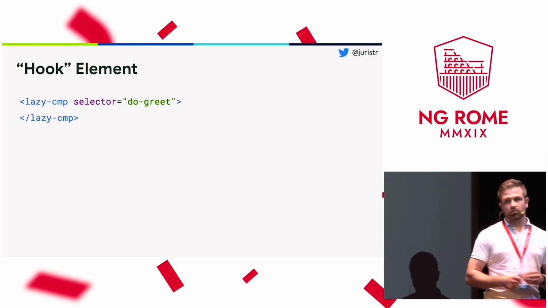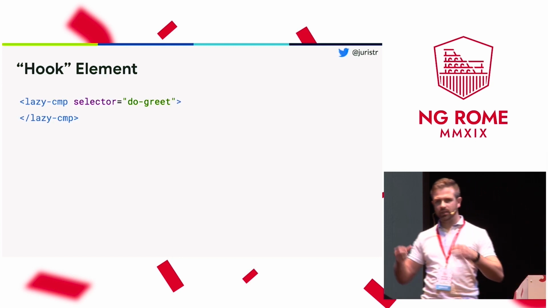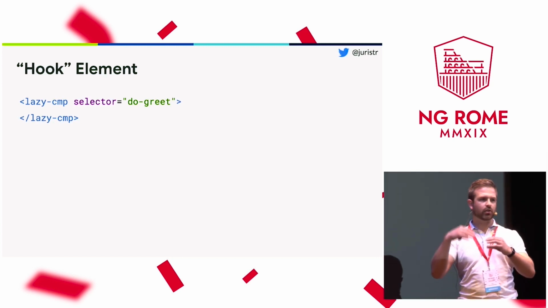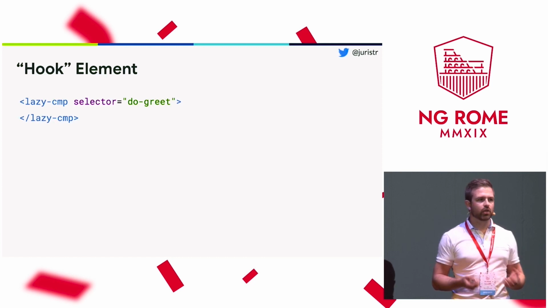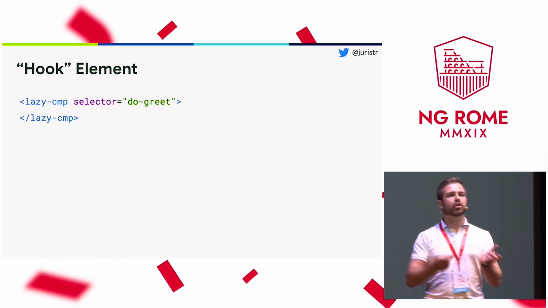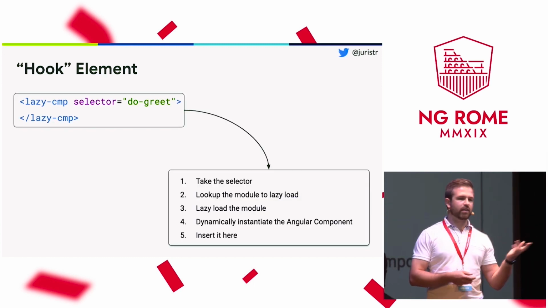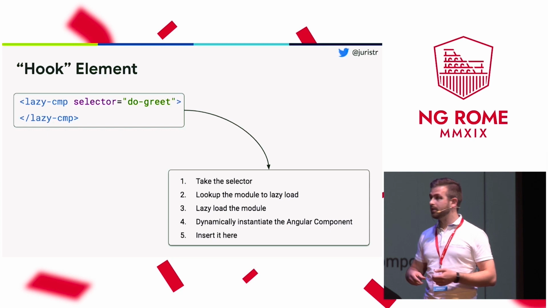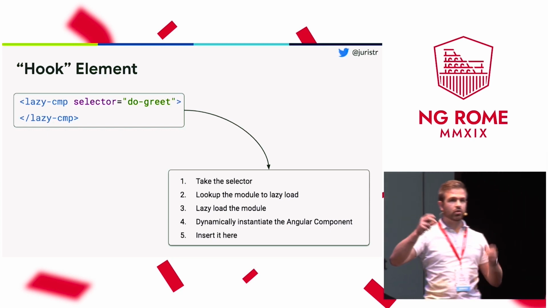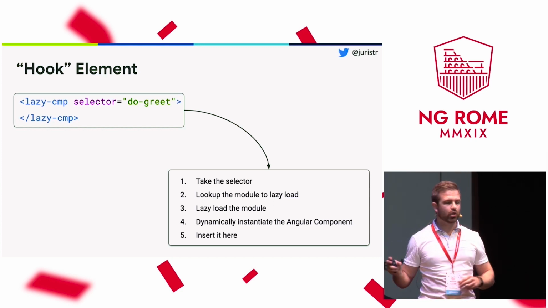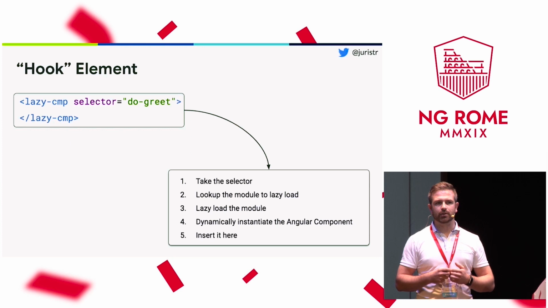And so what you usually then have is some kind of hook element. A hook element is a place where you then append or insert your component which you lazy loaded. Now, obviously, you need to give that hook element some kind of information, like which component do you want to lazy load. For instance, here, I gave it that do-greet selector, and then the hook element basically goes and takes the selector, it looks it up on some map, knows which ng module to load, loads that in, and dynamically instantiates, and then inserts it right in here.